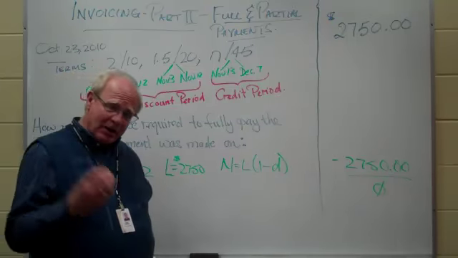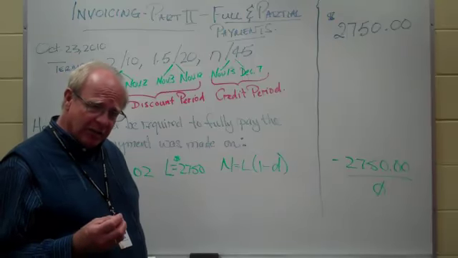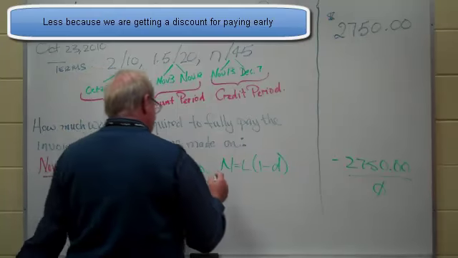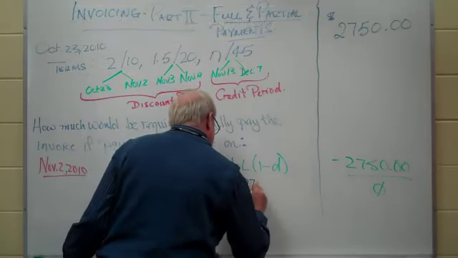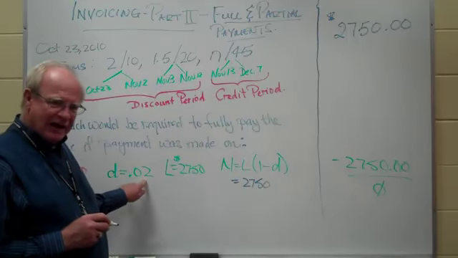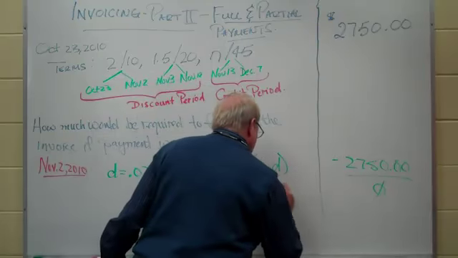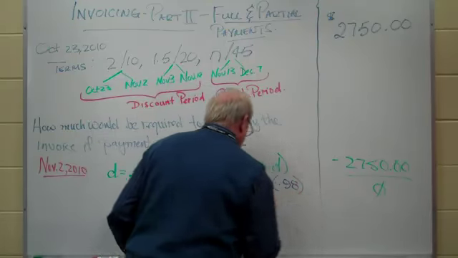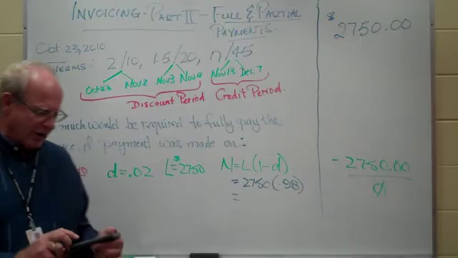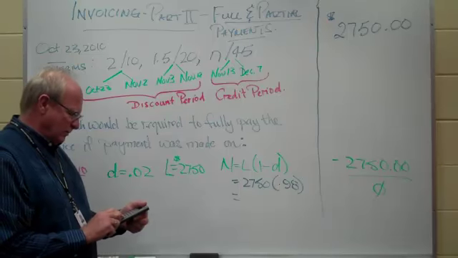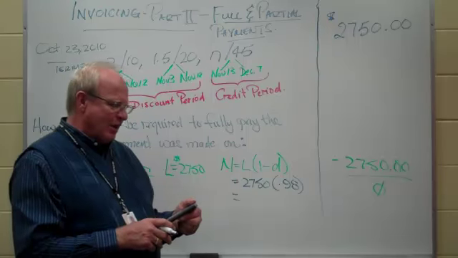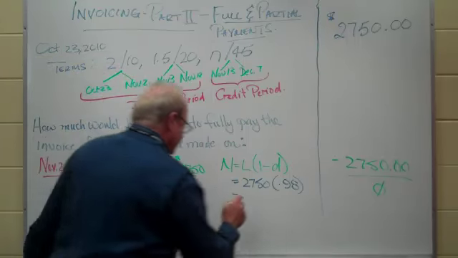Now, we certainly expect it to be less than $27.50, or that would not encourage us to pay early. So let's see what happens here. We simply take the $27.50. 1 minus a 2% discount is 0.98. So all we're doing here is taking $27.50 and multiplying it by 0.98. Do that on your calculator, and they would have to submit, at that point in time, $26.95.